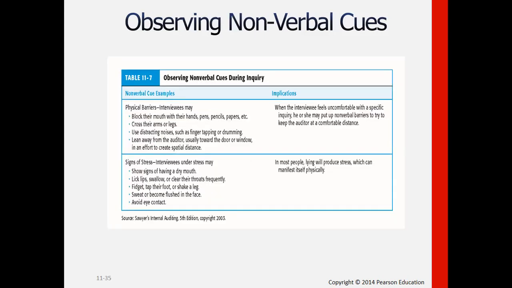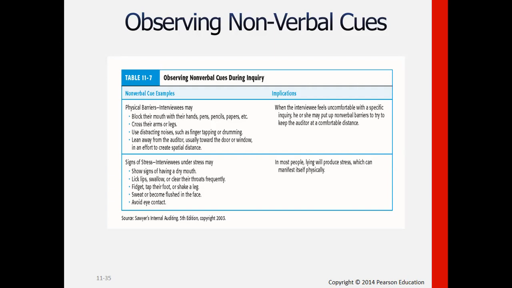What about nonverbal cues? So physical barriers or physical blocks. These are the barriers set by our interviewees. Example would be they block their mouth with their hands, pens, pencils, papers, etc. Crossing of arms or legs, finger tapping, drumming, creating distracting noises, leaning away from the auditor or looking at the window. In that case, the interviewee feels uncomfortable with a specific inquiry. So as auditors, we can be looking at these nonverbal barriers.